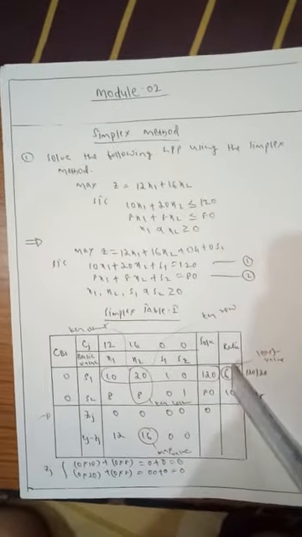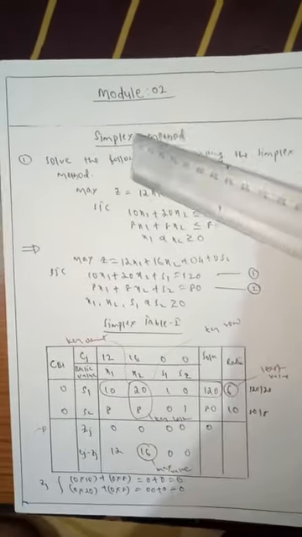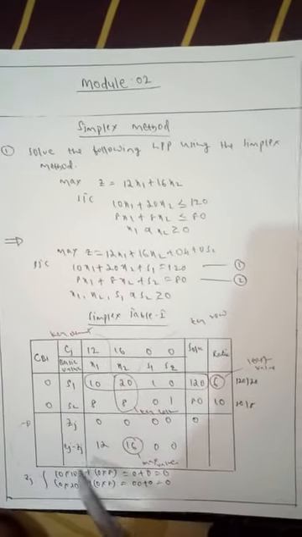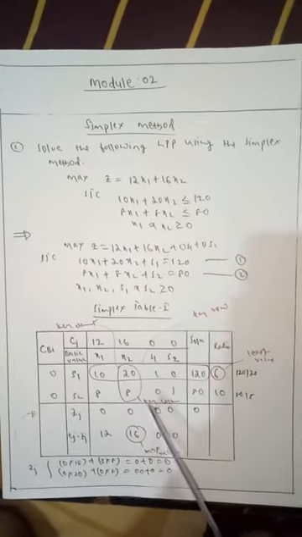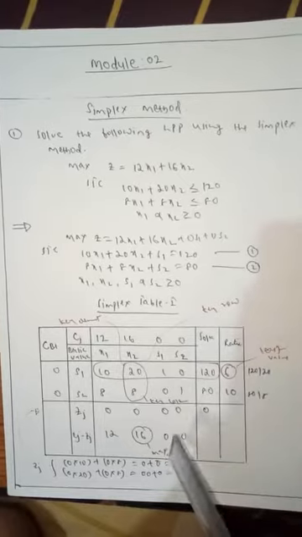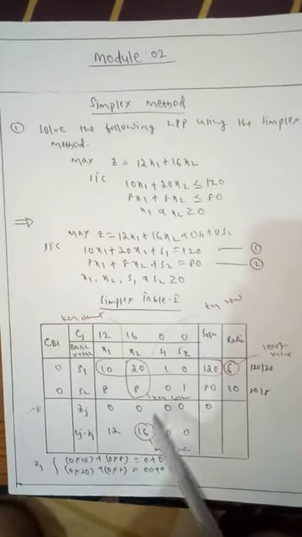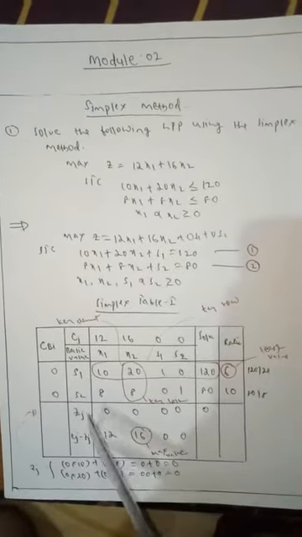Okay, after constructing this, we check whether the given solution is optimal or not. Here a maximization problem is given, so all Cj minus Zj values should be negative or 0, then only the given problem is optimal. But here two values are 0 and these two are positive, so we have to continue the iteration method until these two values become negative.